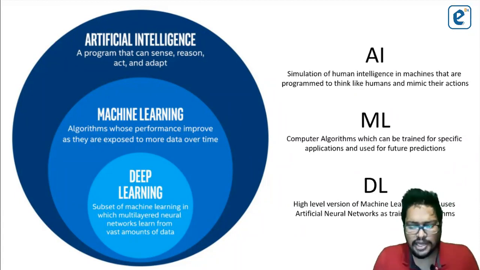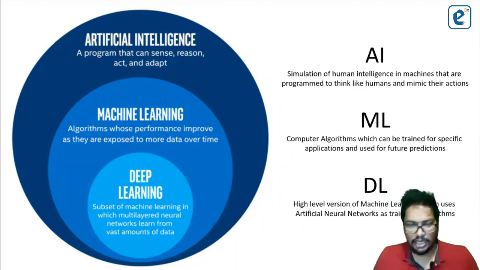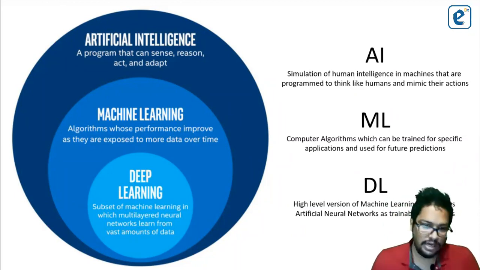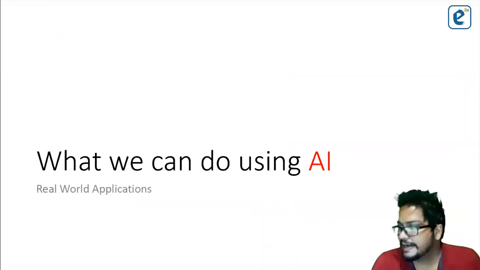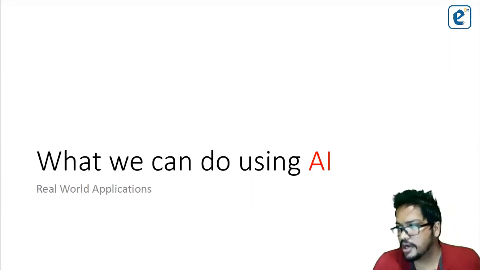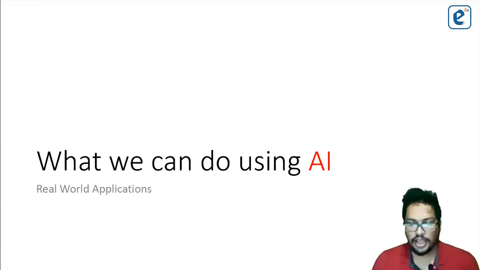For very simple applications, we can use machine learning. Deep learning is used for advanced, complicated, high-level applications, right? Okay. Now we will view some real-world applications, some advanced applications of AI, and we try to understand how those things are working, right? Okay.